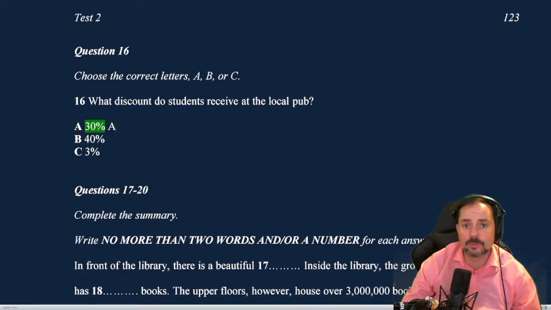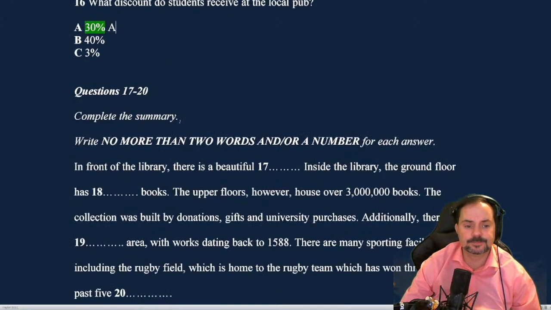Always put the letter. Don't put 30% in your answer sheet if you're doing the paper base because you'll get it wrong, okay? So it's a 30% discount. That's pretty good. It's pretty good.